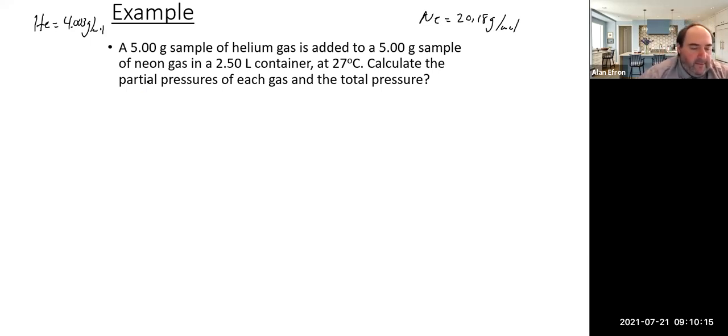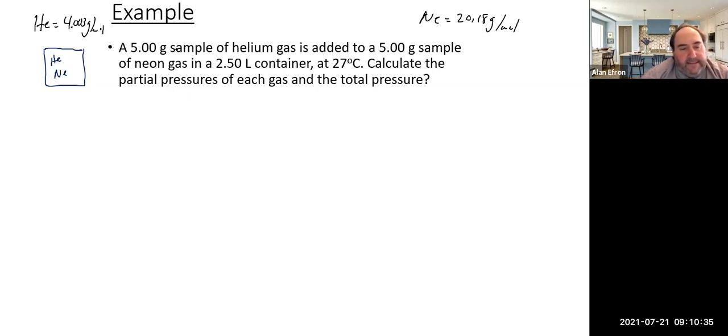Okay, let's see how we're doing here. So let's take a look. We have a sample here again that basically has helium floating around in there. It's got some neon floating around in there, obviously in the same container. We'll put a lid on it so that it won't leave. So we do have some information given to us.